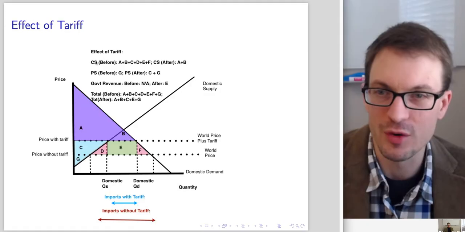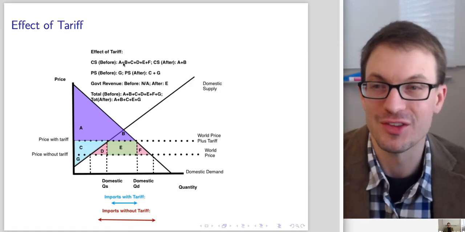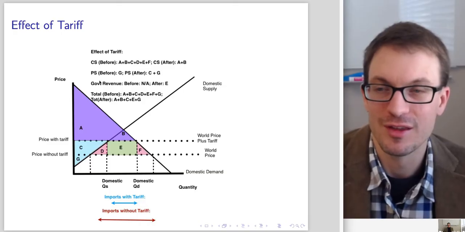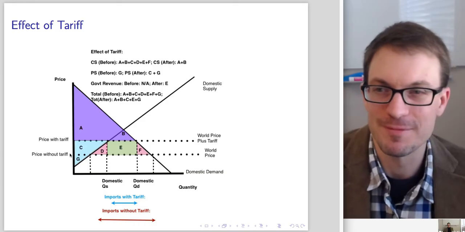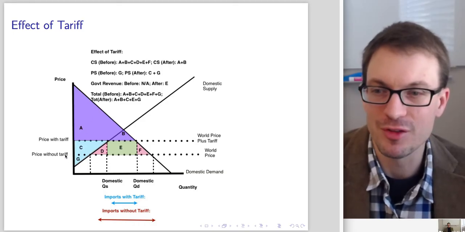So with trade, without a tariff, before the tariff, consumer surplus is huge. It's area A up to F. Before the tariff, producer surplus is small. It's area G. Right? After the tariff, what happens?